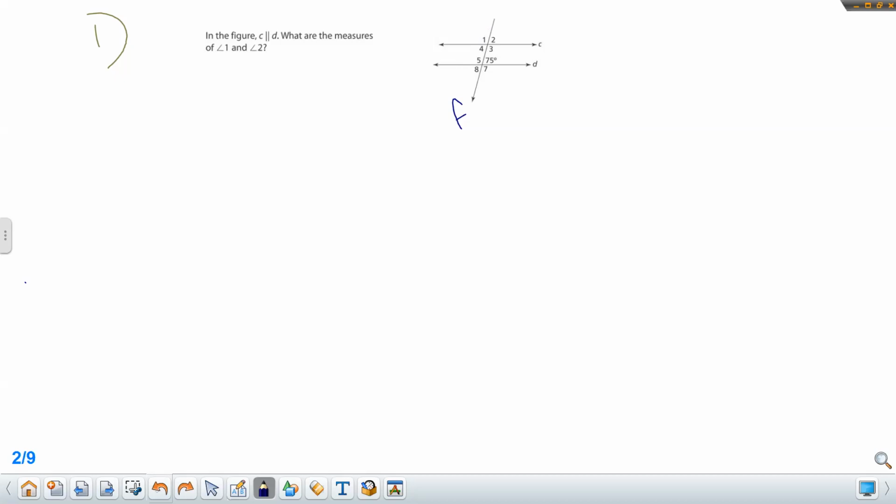So now we can find the measure of angle 1 and angle 2. Angle 2 we can find first. Angle 2 is corresponding to the angle of measure 75. Yes, good. So we can say the measure of angle 2 equals 75 degrees. Okay.